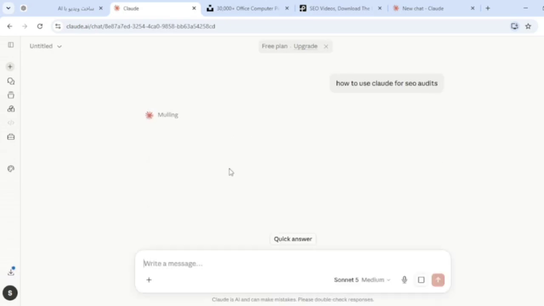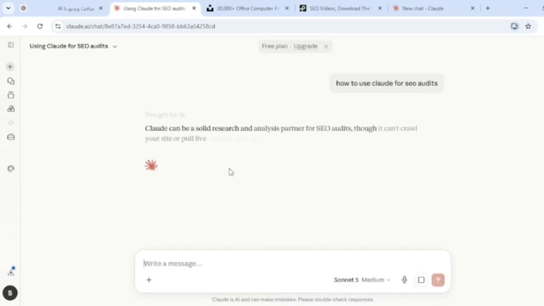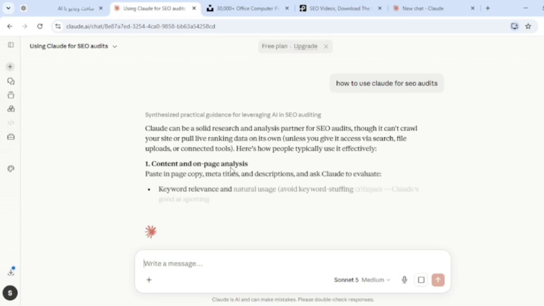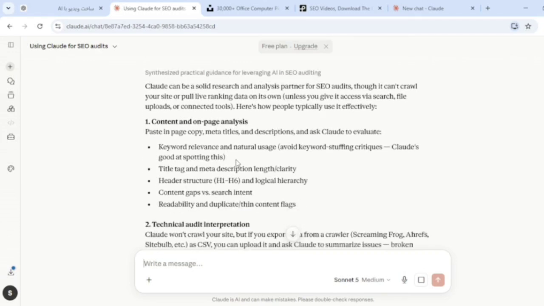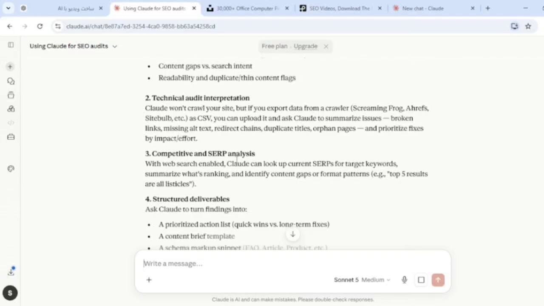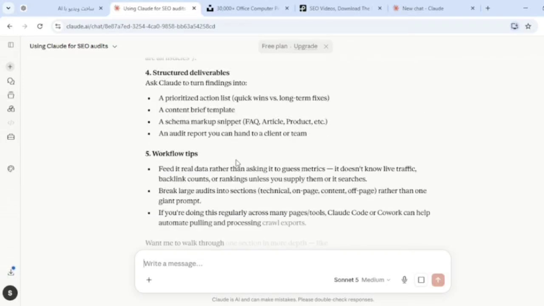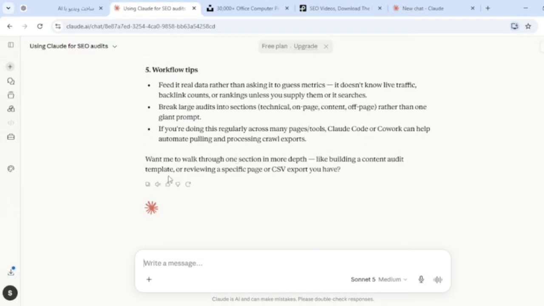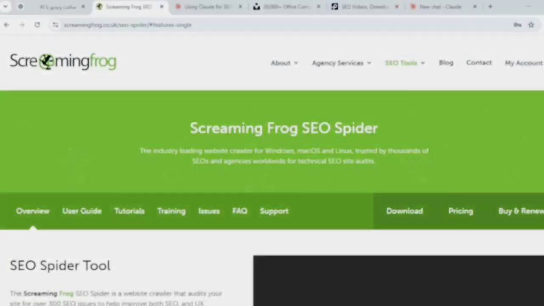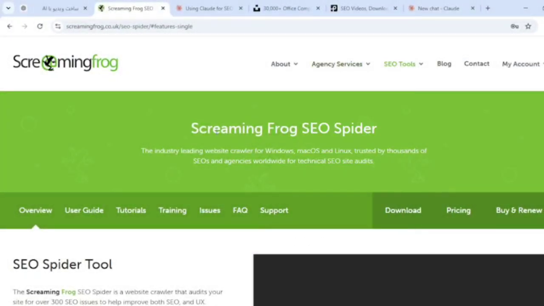Paste in the content of a page along with the target keyword, and ask directly, does this content fully satisfy what someone searching this term is looking for? What's missing? Where does it fall short compared to what's likely ranking? You can even feed it multiple pages from your own site targeting similar topics and ask it to flag potential cannibalization issues, where 2 pages are quietly competing against each other for the same ranking spot.